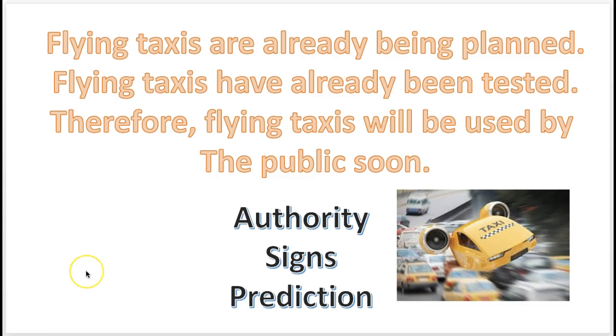Here's another practice problem for you. What type of inductive argument is this? Flying taxis are already being planned. Flying taxis have already been tested. Therefore, flying taxis will be used by the public soon. Is it an argument from authority, an argument from signs, or an argument from a prediction? The answer is, that's right, it's an argument from a prediction. It's an argument based on knowledge of the past to a claim of the future.